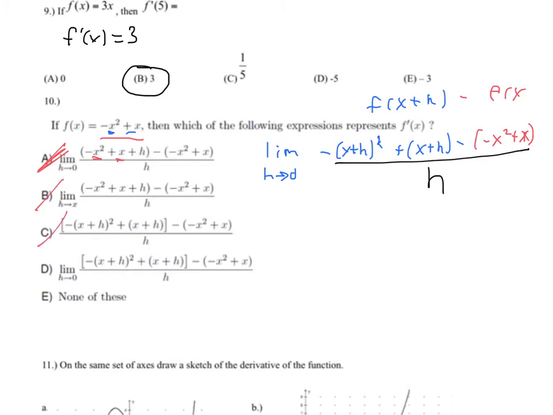The limit as h goes to 0, and if we compare our answer over here, we have negative x plus h squared plus x plus h, and then minus the original f of x. So D.